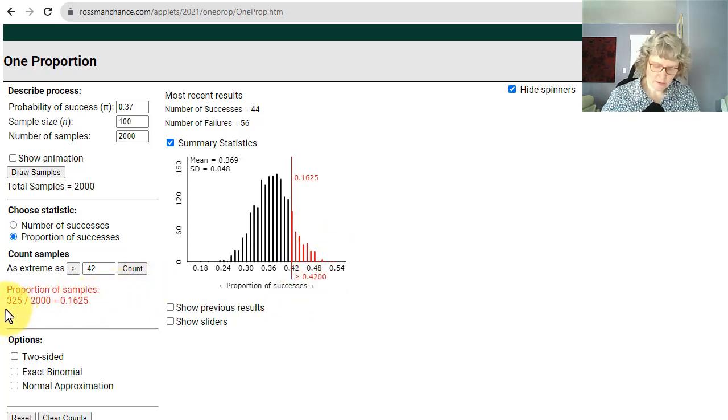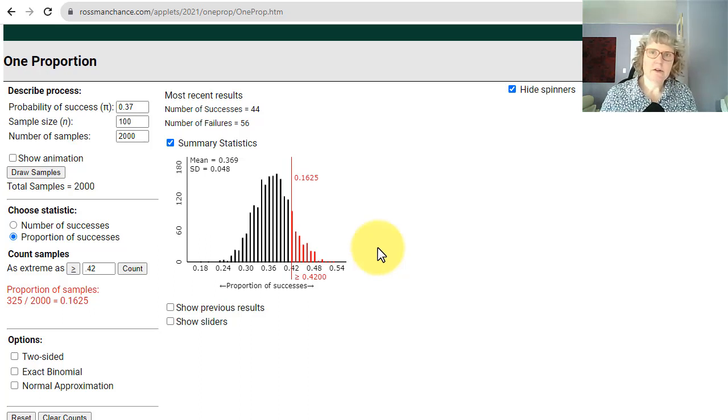And then it's counting 325 times out of 2,000. And that's equal to 0.1625 or 16.25%. So not very unusual to get 0.42, to have 42% or higher in one sample of 100 people that have type O positive blood.